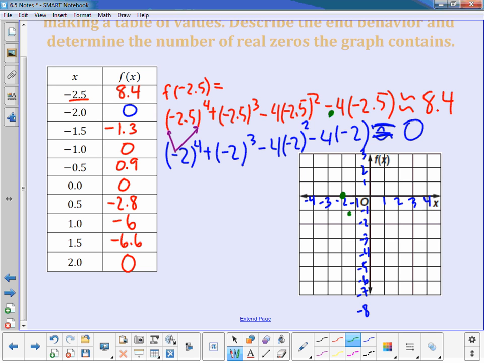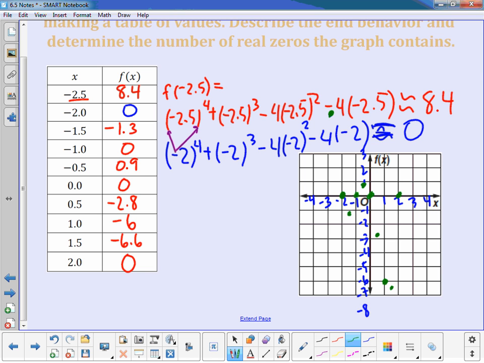-1 is at 0, so I'm back up to 0. And then -0.5 is 0.9, so almost to the 1. And then 0 is 0, back to 0. 0.5 is -2.8, so -1, -2, -2.8 would be close to the -3. 1 is -6, all the way down here. 1.5 is -6.6, so I even go down a little bit further, just a little more than halfway. And then for 2, I'm back up to 0.